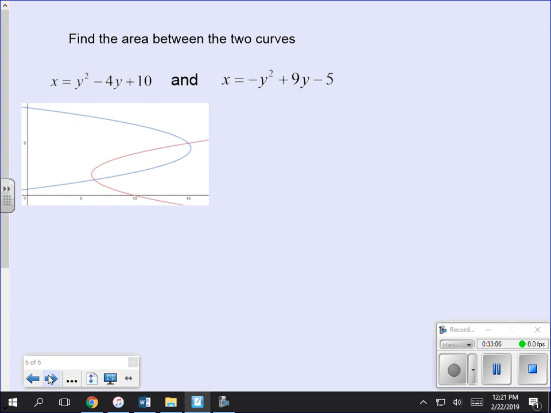So I have those 2 curves. I want you to find the area. Now, before I throw you into the deep end of the pool, let me give you a couple of water wings, which really aren't a whole lot of help, but they're a little bit.